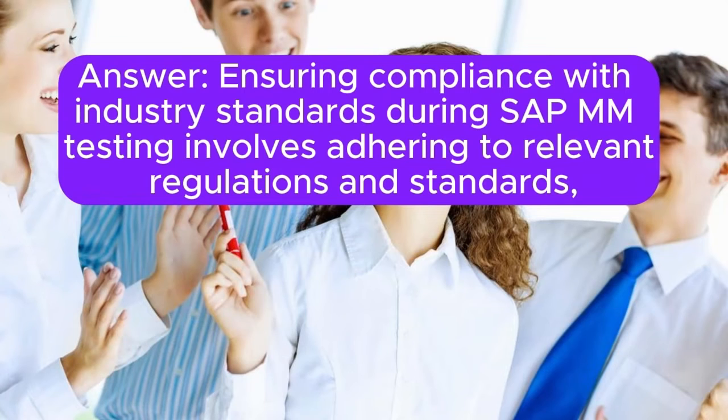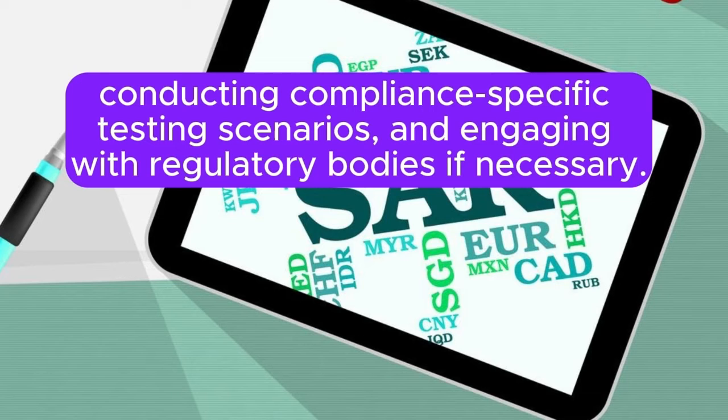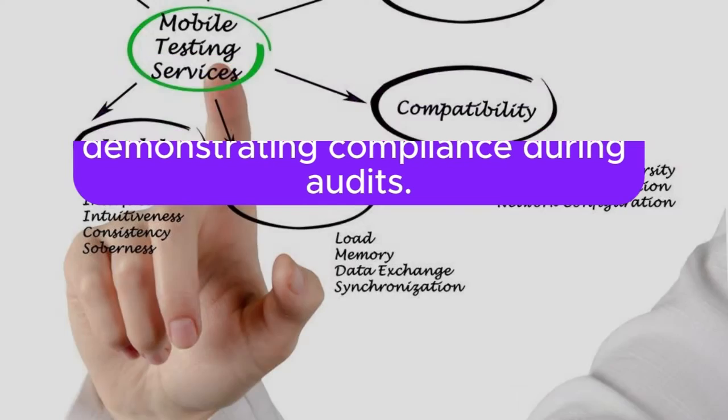54. How do you ensure compliance with industry standards during SAP MM testing? Answer. Ensuring compliance with industry standards during SAP MM testing involves adhering to relevant regulations and standards, conducting compliance-specific testing scenarios, and engaging with regulatory bodies if necessary. Documentation and traceability of testing activities are crucial for demonstrating compliance during audits.